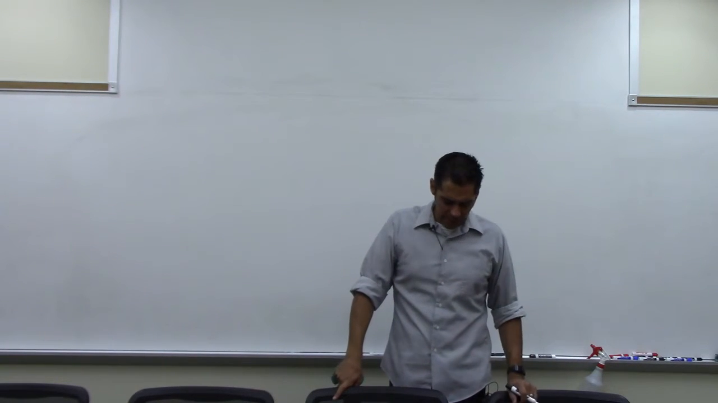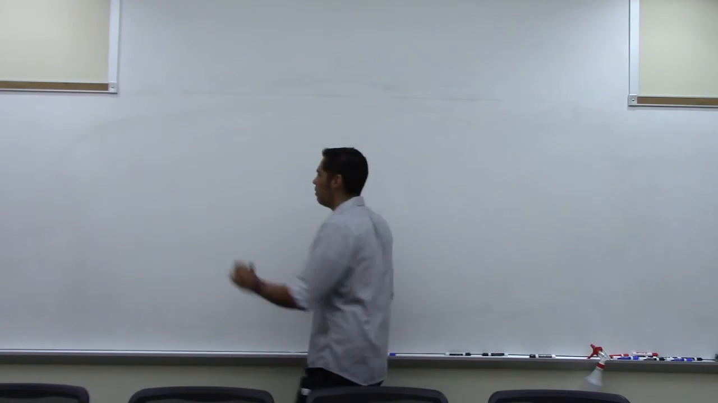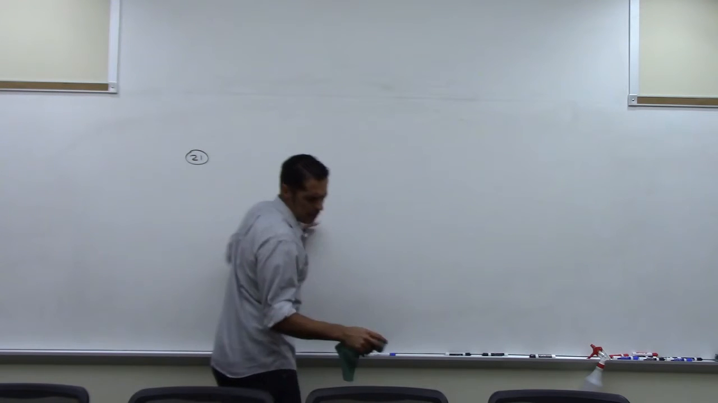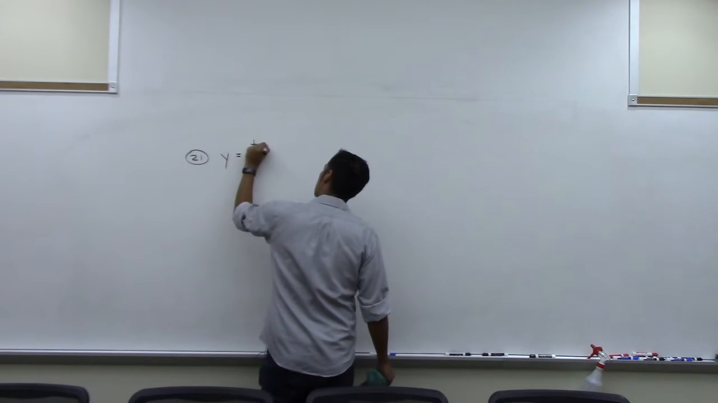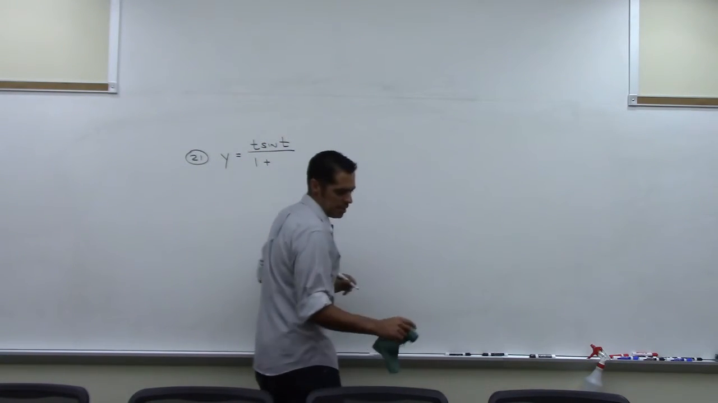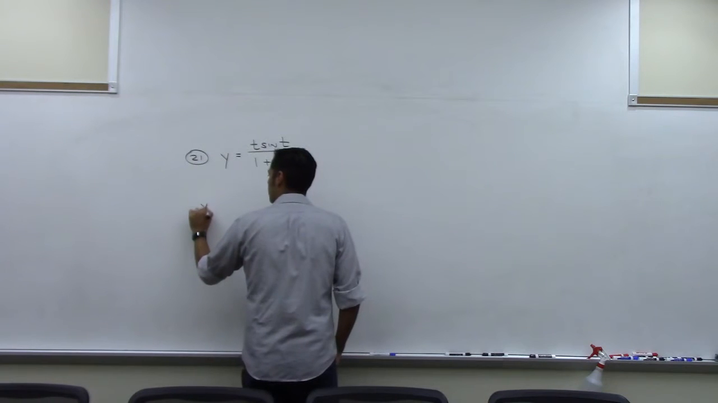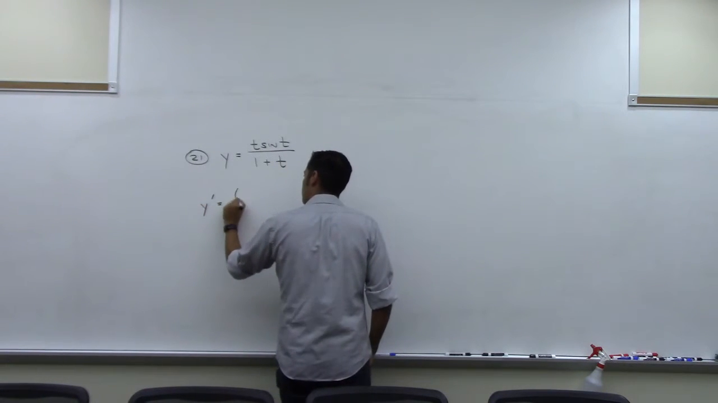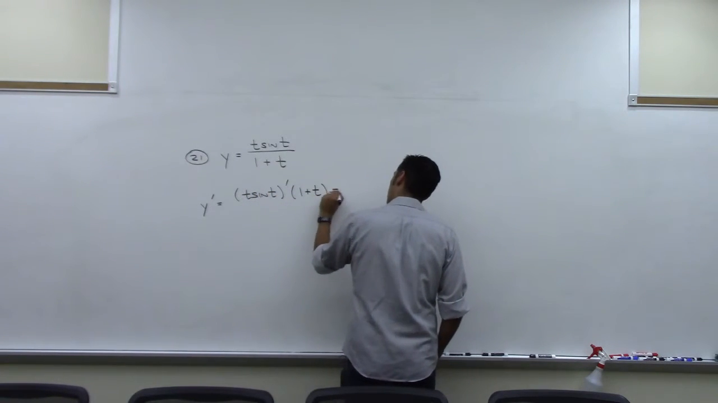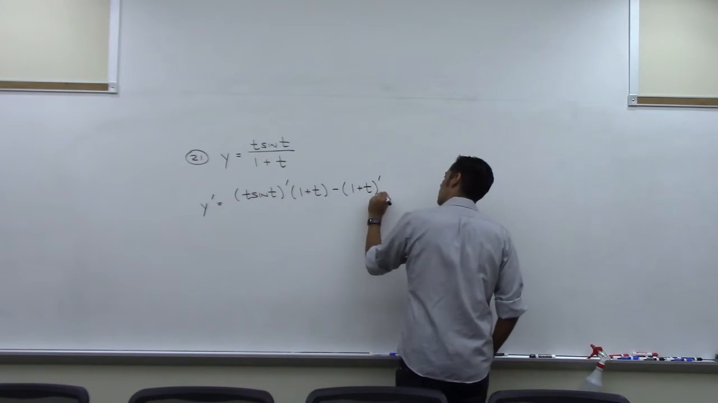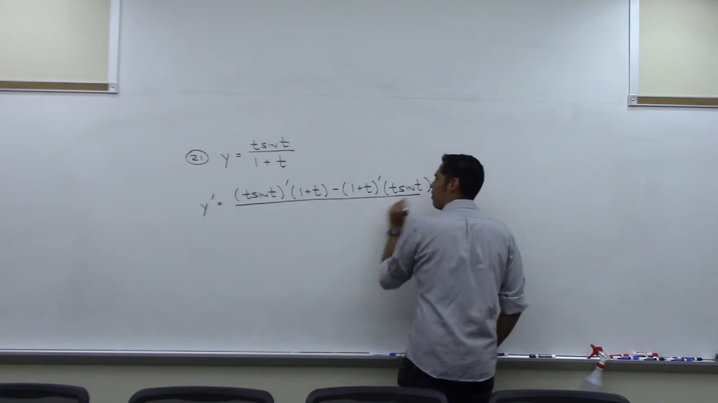I think 21 is enough like the previous two that I'm going to let you mess with it. 23: y equals t sine t over 1 plus t. All right, you're going to have to use the quotient rule here. The derivative of this will be the derivative of the top times the bottom minus the derivative of the bottom times the top, all over the bottom squared.